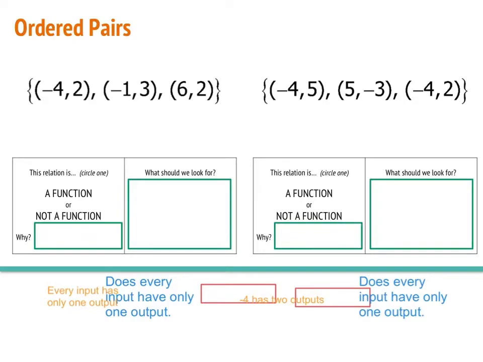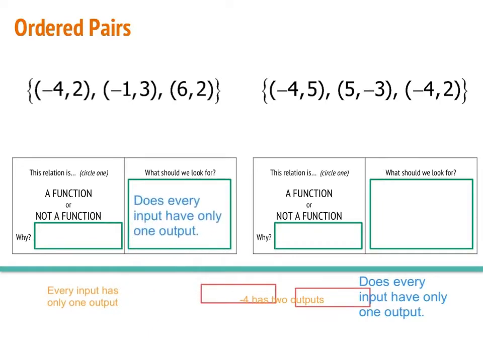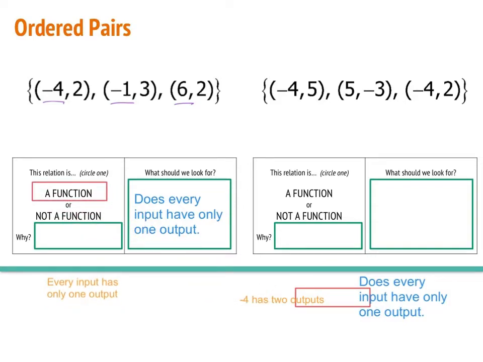In these examples, we are going to determine if these ordered pairs represent a function. We still need to see if every input has only one output. So again, I'm going to look at the x values. We have the x values of -4, -1, and 6. Since none of the x values are repeated in the set of ordered pairs, this relation is a function because every input has only one output. Again, try this next one on your own.